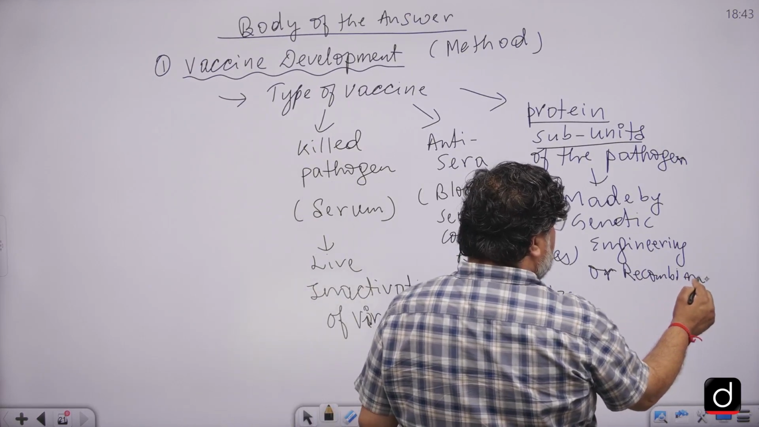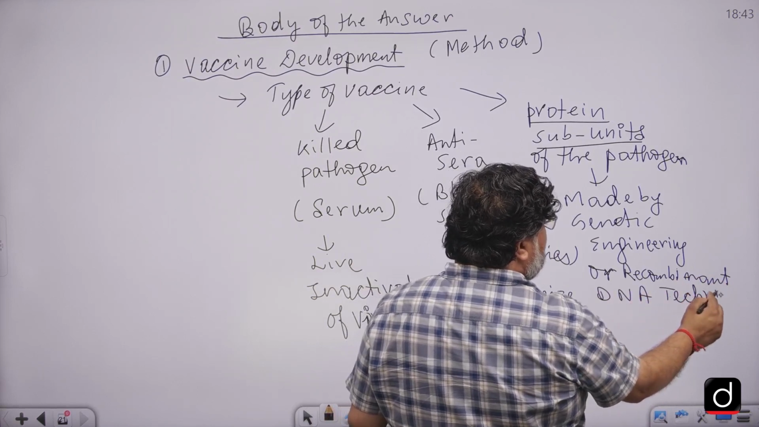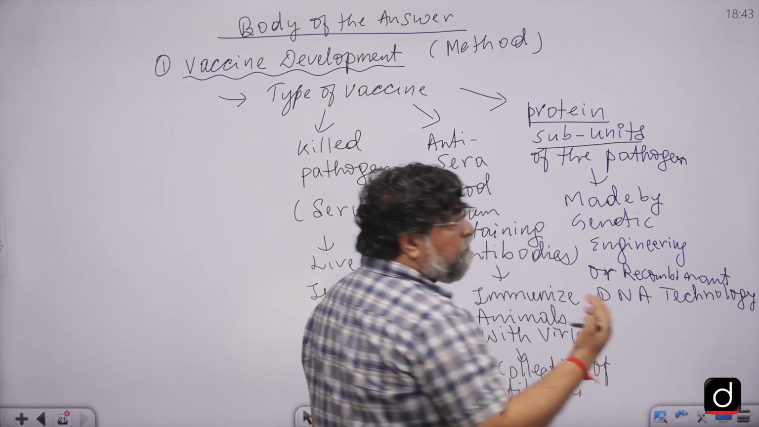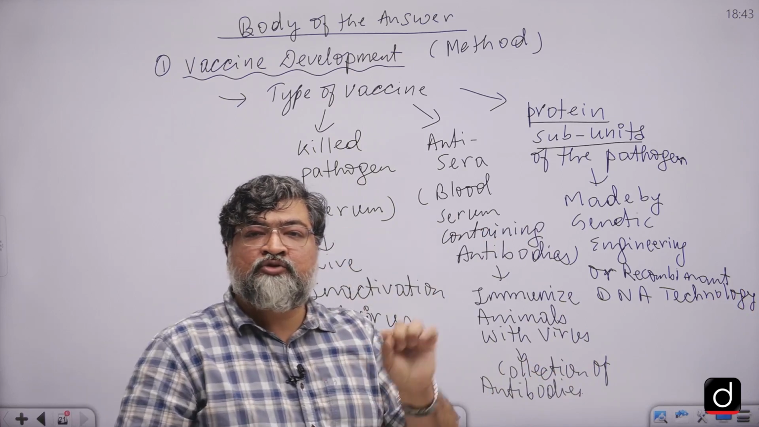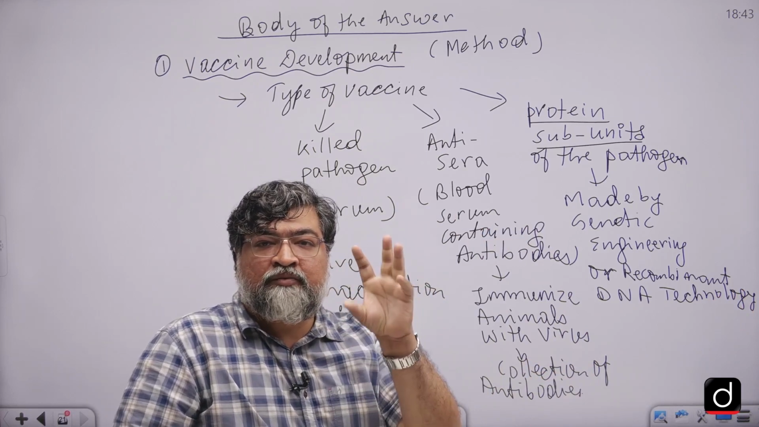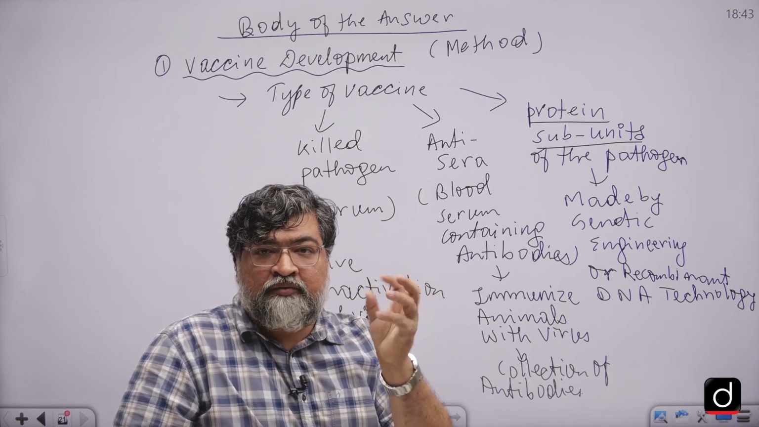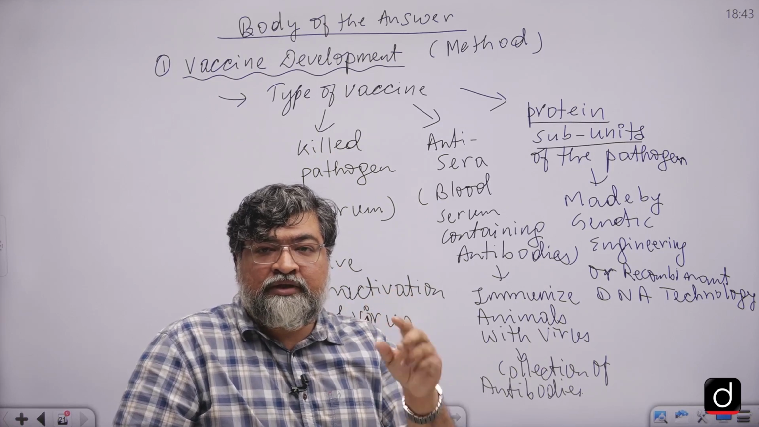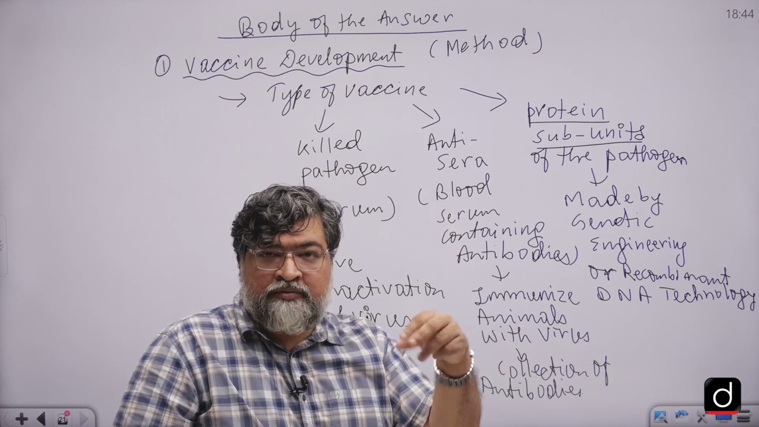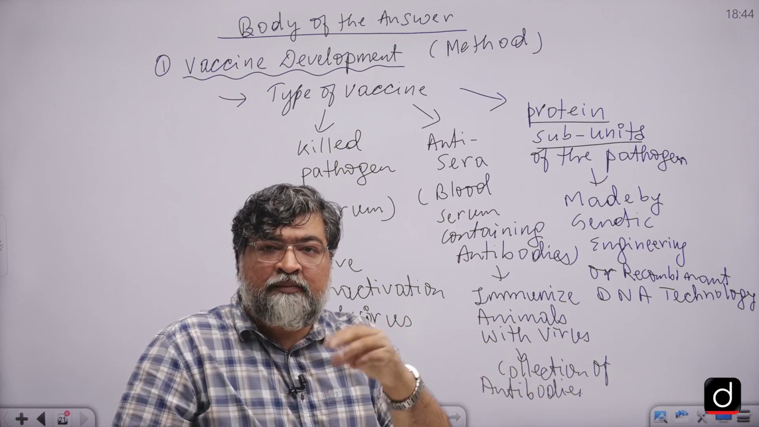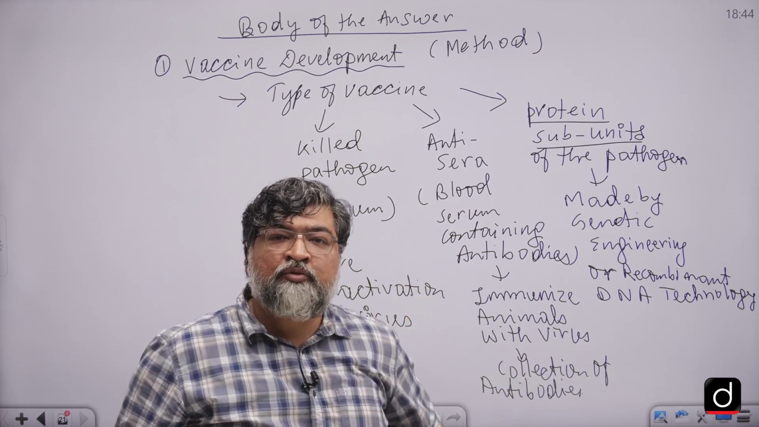Recombinant DNA technology. What we do, we genetically engineer a bacteria with a gene which makes that protein of the virus. Let's say the surface protein of the original virus. Suppose that's COVID-19. That gene which makes that virus protein, we put into the bacterial plasmid using recombinant DNA technology, and the bacteria make those proteins. We take them out, and that becomes a vaccine which we take into the human body.